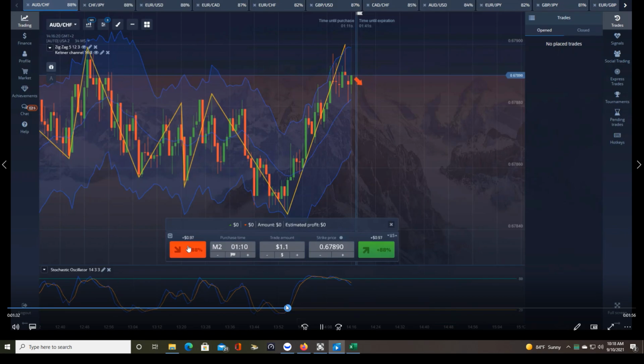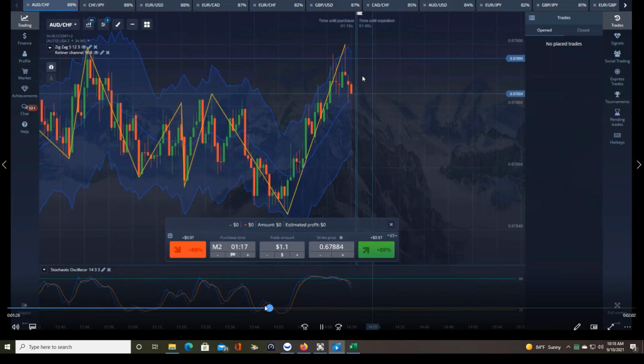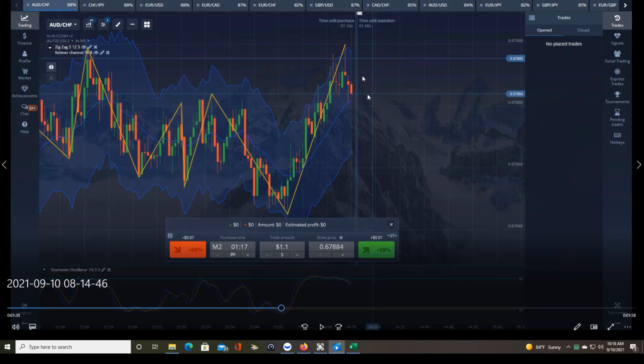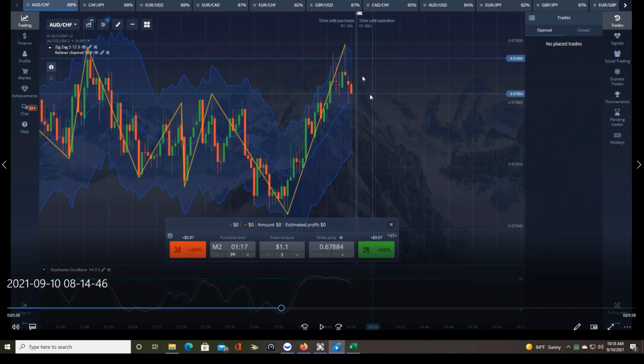Okay, so here's the trade that I took. It's on the Australian dollar, and I think that's the Swiss franc. The entry that I wanted to get, I actually missed, but it retested that level, and that's when I got in. I'll show you exactly what I'm talking about.